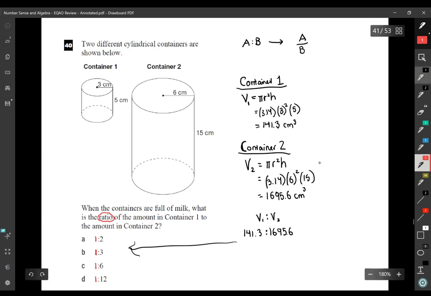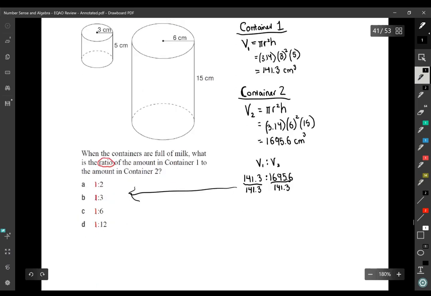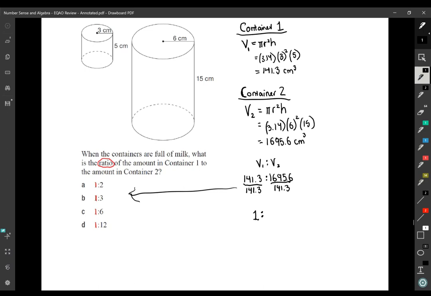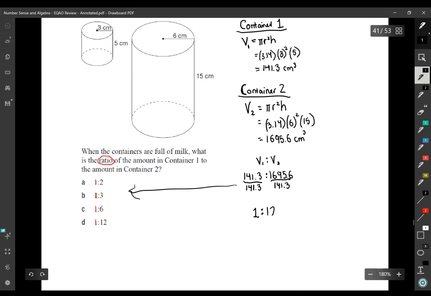So what I'm going to do is divide both sides by 141.3. Do it to both sides, 141.3. I'm just reducing my ratio. That's all I'm doing. So I end up with 1 over here. And if I take 1,695.6 and divide that by 141.3, I'm going to get 12. So there you go. I end up with a ratio of 1 to 12. So that would be D.